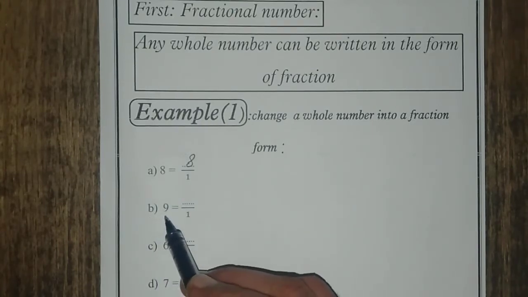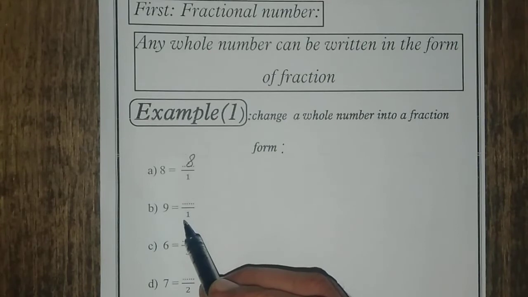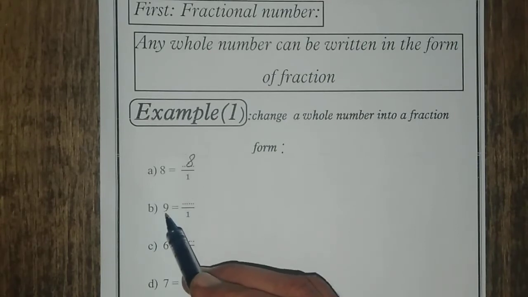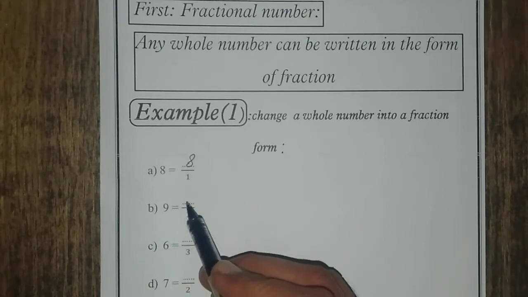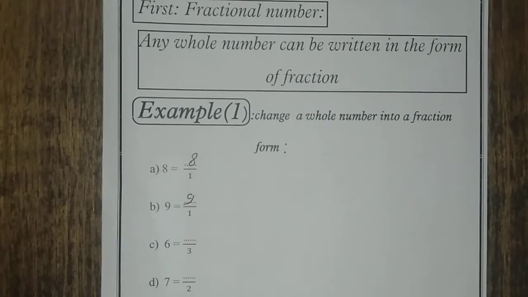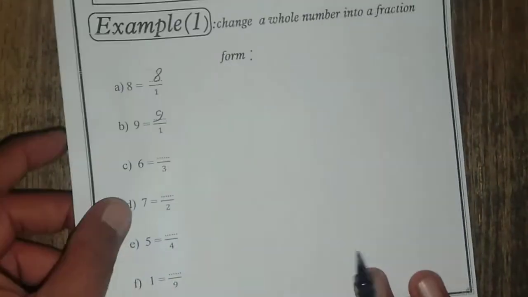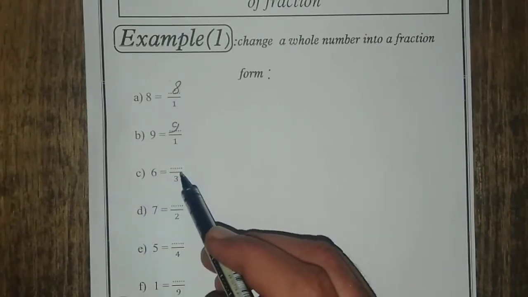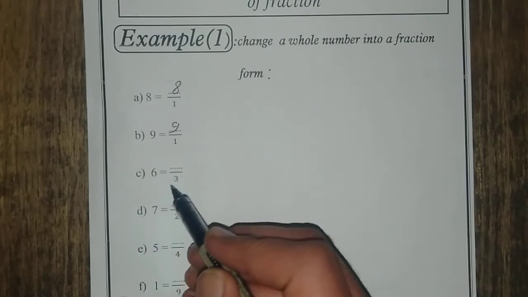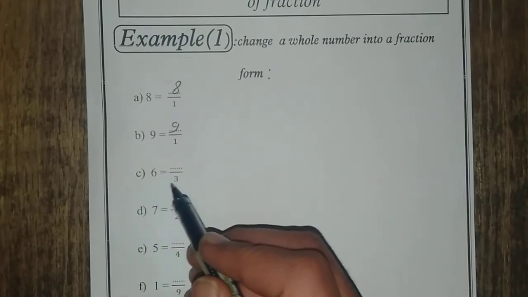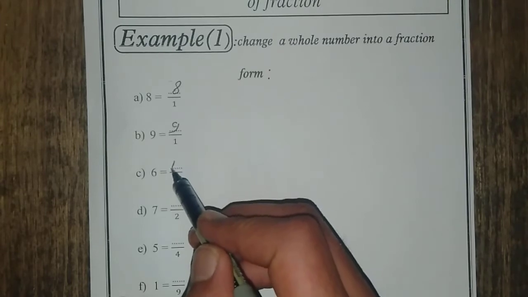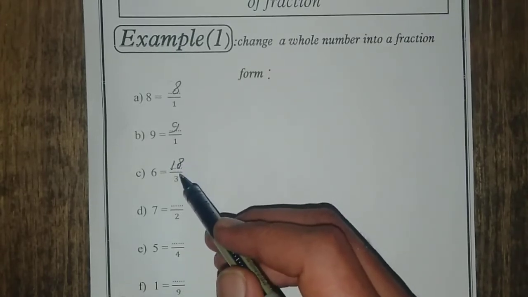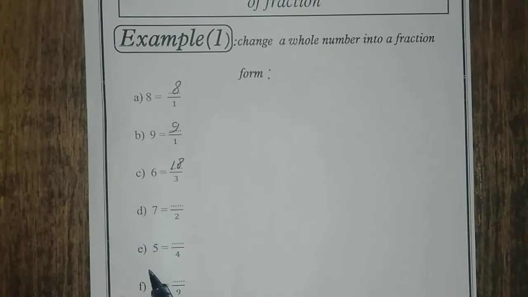Number B, 9 equals what divided by 1? Multiply 1 by 9. 1 times 9 equals 9. 9 divided by 1 equals 9. Number C, 6 equals what divided by 3? Multiply 3 by 6. 3 times 6 equals 18. 18 divided by 3 equals 6.